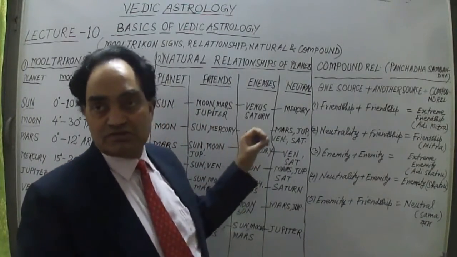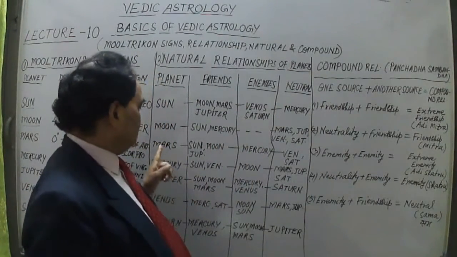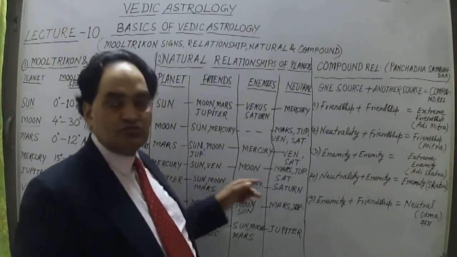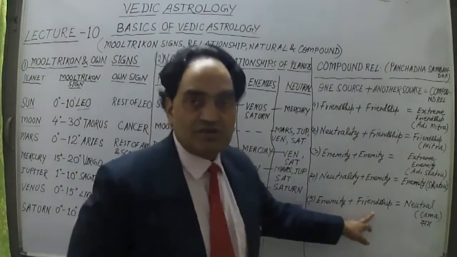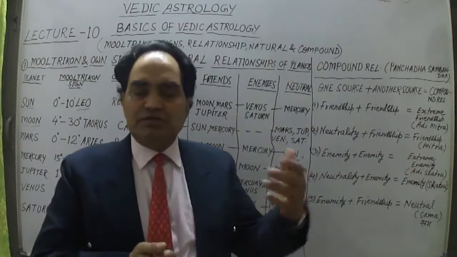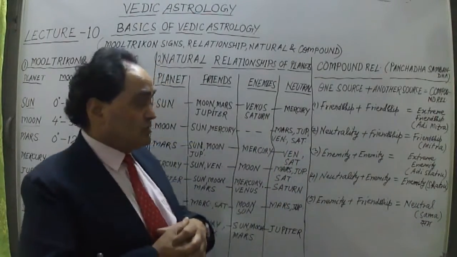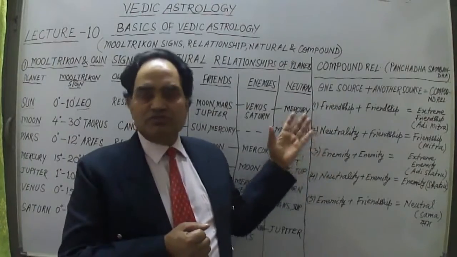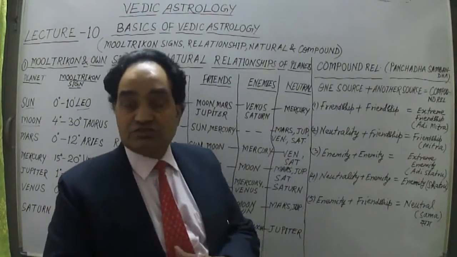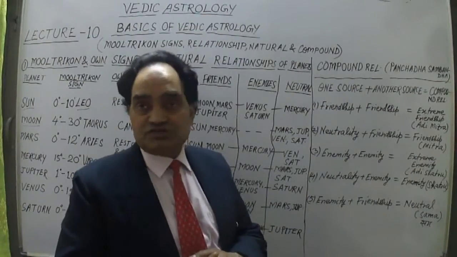So this is enmity plus friendship. Moon with Mercury has friendship, but for Mercury, Moon is enemy. This is how enmity plus friendship equals neutral. So both have neutral relationship. The result will be neutral, not negative, not positive, but neutral in between. This is Panchadha Maitri, the five types of relationship, compound relationship. In Sanskrit it is known as Panchadha Sambandh.